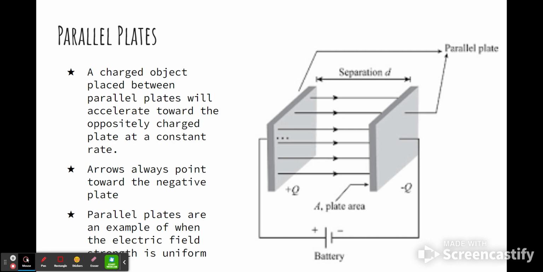So if an electron was placed in the middle of the two oppositely charged plates in the parallel plate, the electron will move towards the positively charged plate at a constant rate due to it being the opposite charge, since the electron is negatively charged. The diagram does a great job of showing this because the arrows are moving from the positive to the negatively charged plate, which does not change. To summarize, parallel plates are an example of a uniform electric field strength.